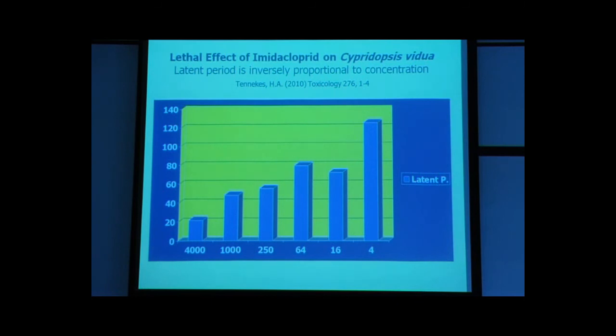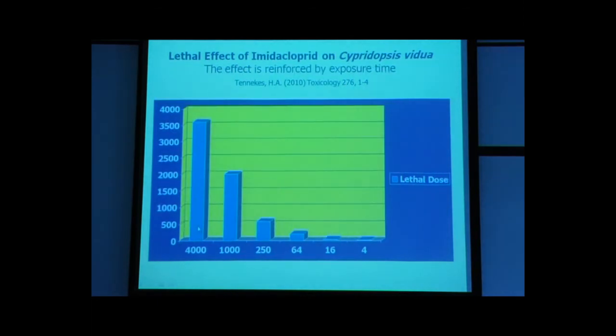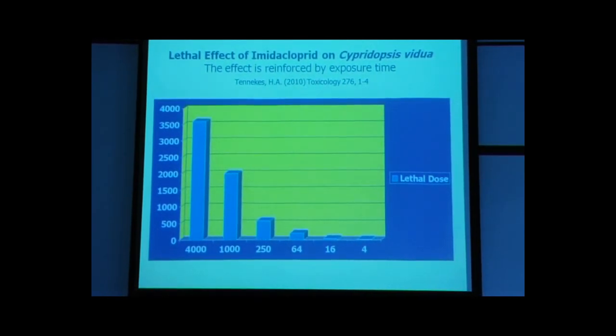And as we've seen with carcinogens, the latent period is inversely proportional to concentration. It takes a long time before, at a very low dose, you see a lethal effect. At a high dose, you see it much earlier. But the effect is reinforced by exposure time. The total dose required for a lethal effect is much lower at a low daily dose, at a low concentration, than at a high concentration. So very much the same characteristics as we've seen for chemical carcinogens.